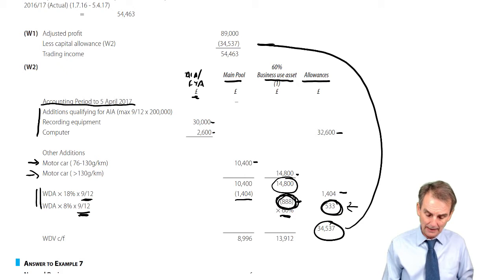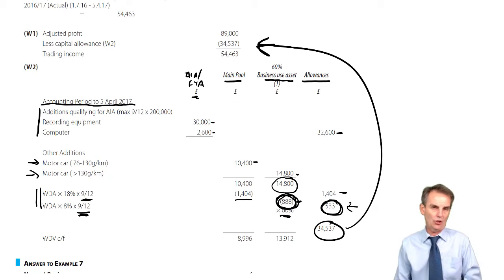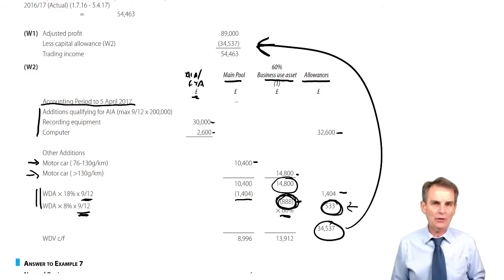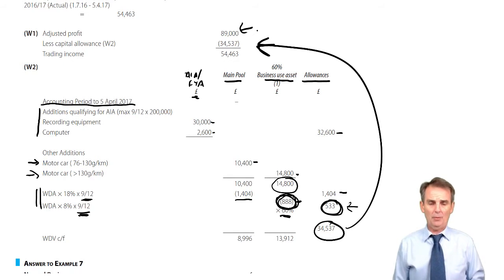That feeds back into a little working here to establish the tax-adjusted trading profit of the business for the period, that we can then use to determine our assessments for the relevant tax year, as it is here, or tax years, as it may be in another examination question. They gave us the adjusted profit, that was 89,000. That, of course, in another question could be an exercise for you to do. Adjustment of profits as per Chapter 4.